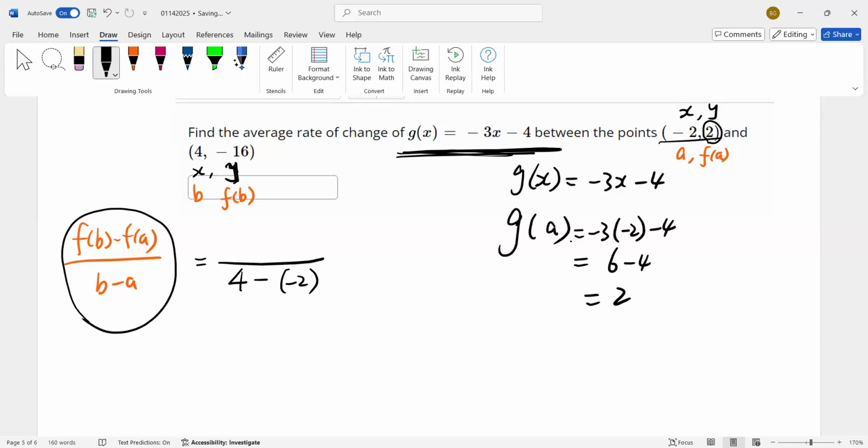The output is already given. Input and output make a pair, right? I was trying to explain the second component in a pair is f of A. And the second component in this pair is f of B. So we plug in the formula, f of B is -16 minus f of A is 2. It is really the same with the slope formula.